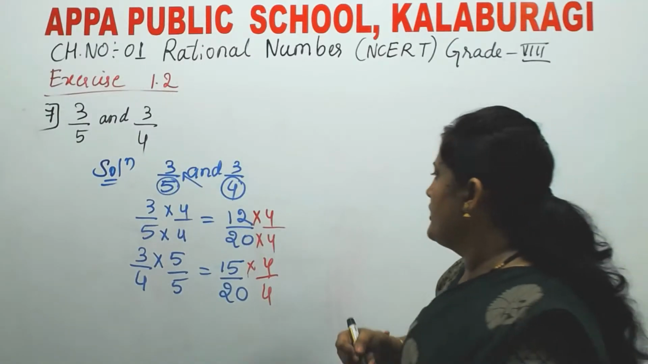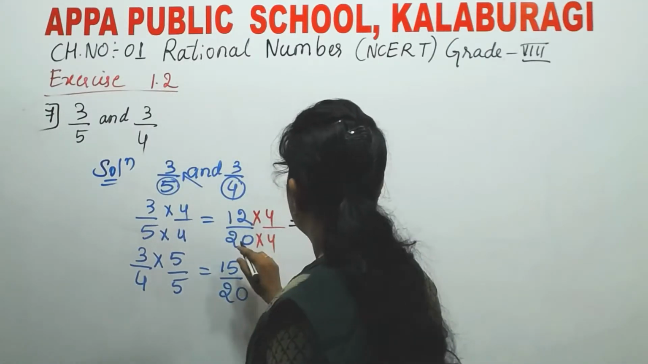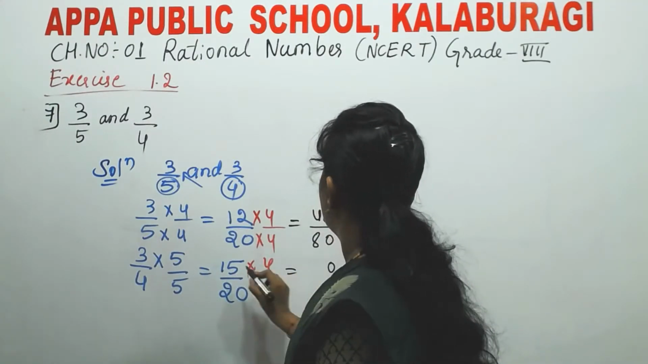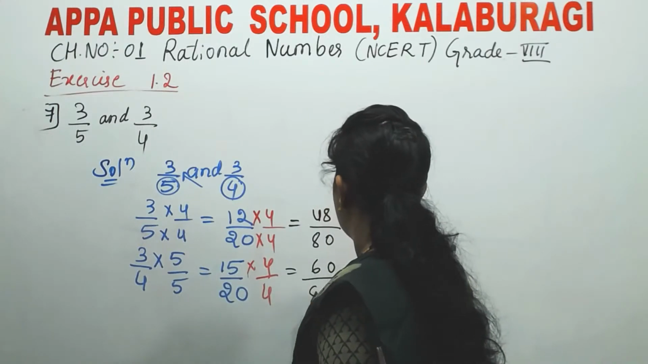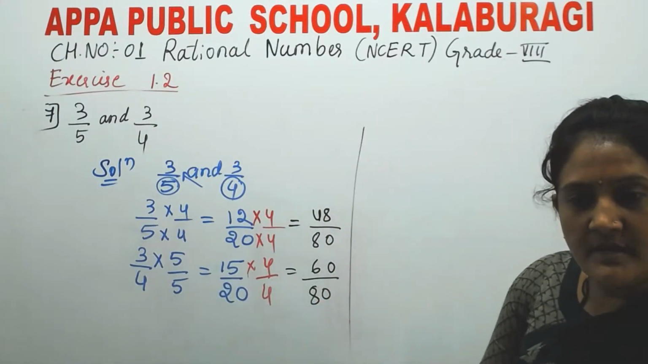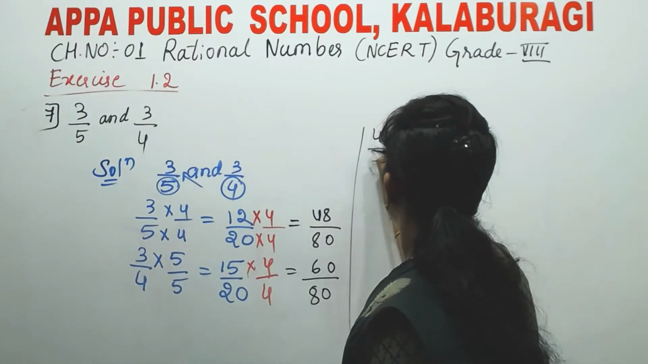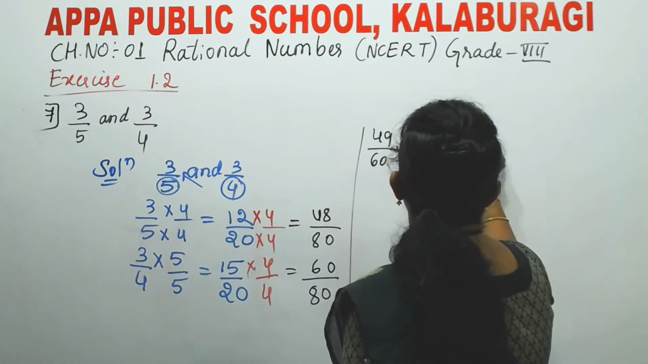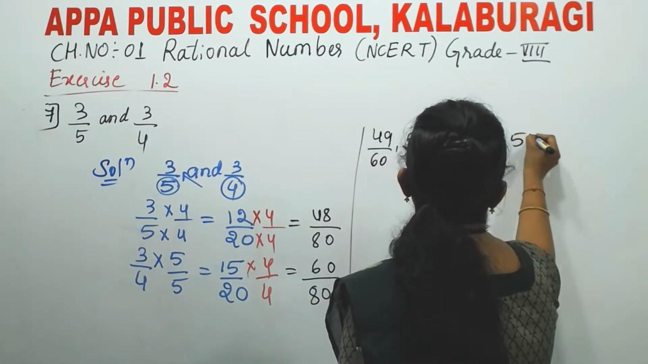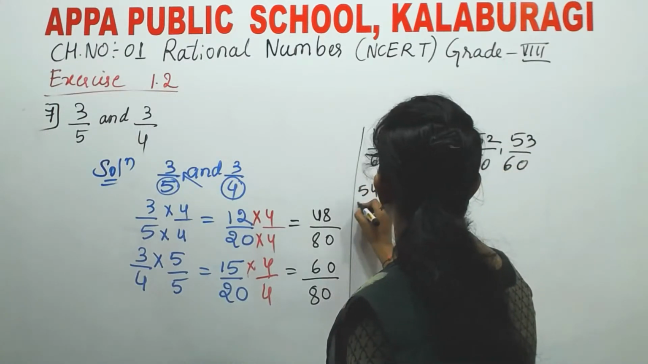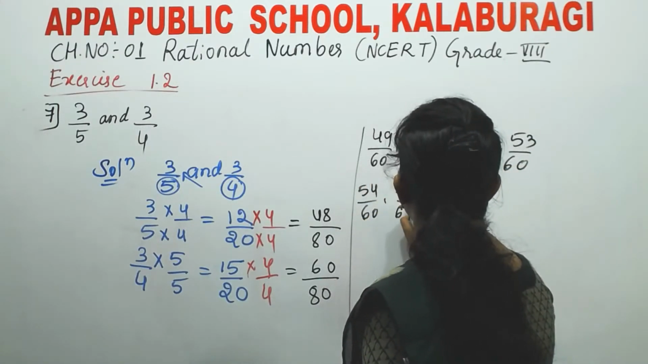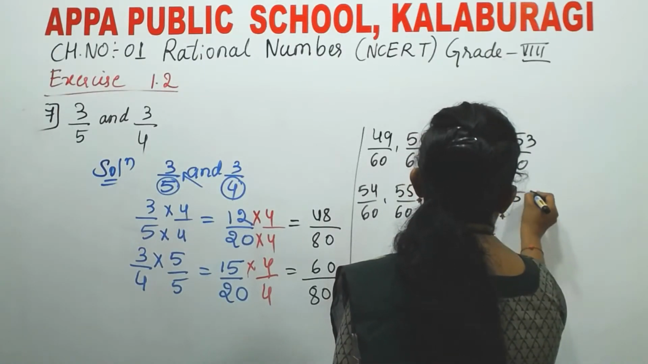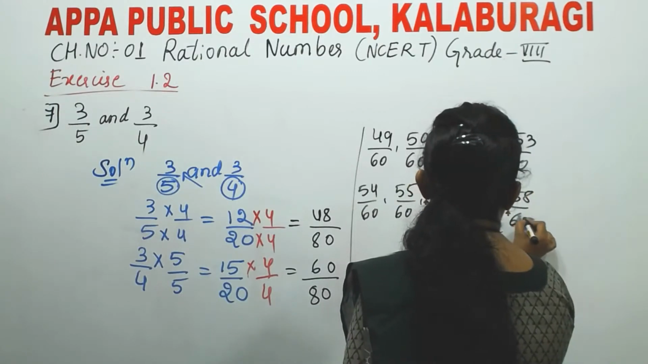12 4s are 48. Right? 4 2s are 8, 80. Then 15 4s: 4 5s are 20, 2 carry 4, 60. Plus 80. Now we can write 10 rational numbers. Of course, we can write 48, then 49 by 60, 50 by 60, 51 by 60, 52 by 60, 53 by 60, 54 by 60, 55 by 60, 56 by 60, 57 by 60, 58 by 60. Now we got 10 rational numbers.